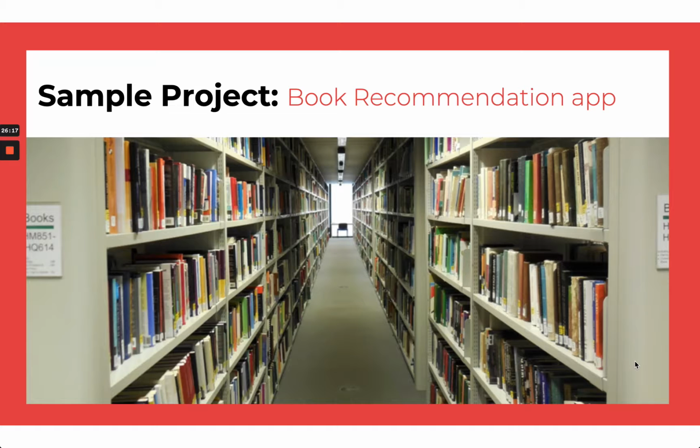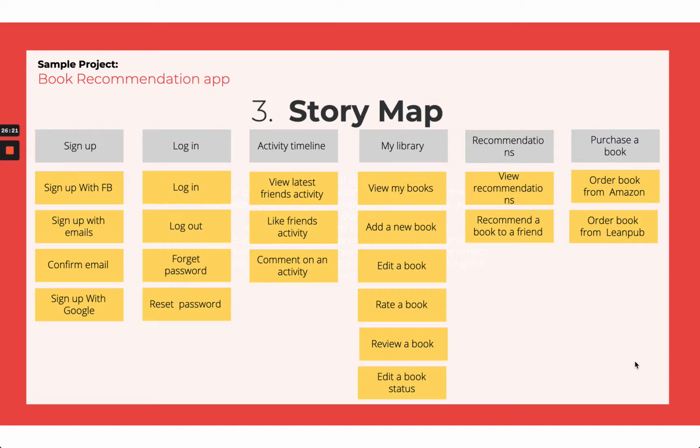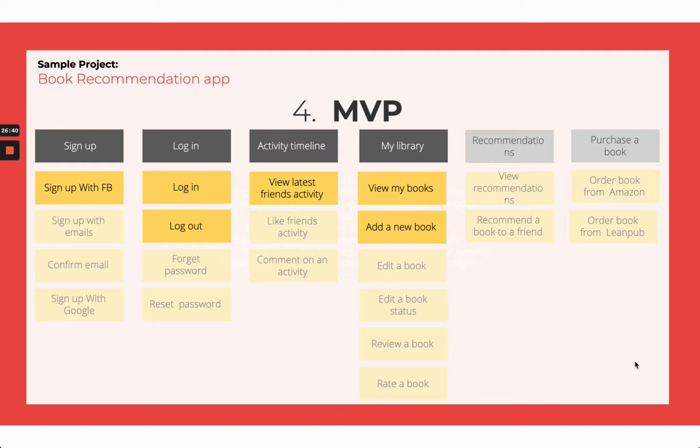So let's go back to the book recommendation app and see how we can define the MVP. I bring this story map to the room with the different disciplines that I have in the room, different experts, and I want to now see what our MVP looks like. So I created two different buckets, nice to have and must have, and we try to assign everything to one of these buckets. And this is what I have as my MVP.